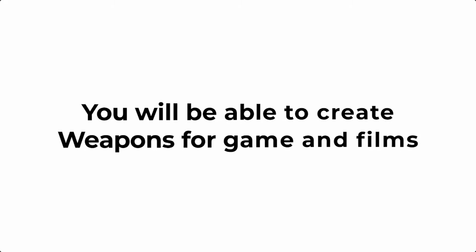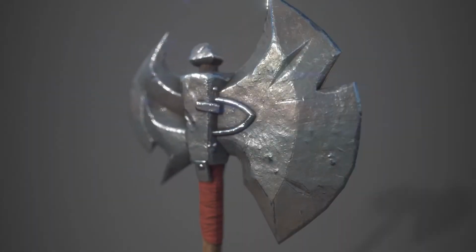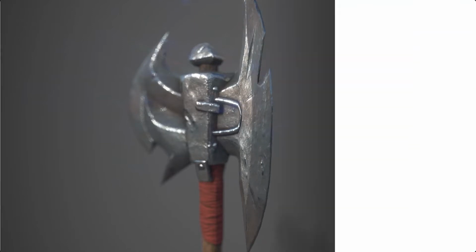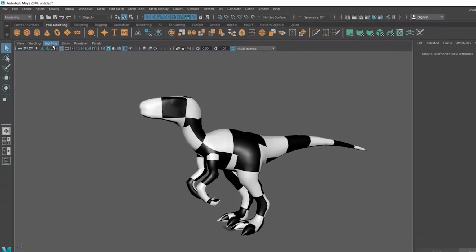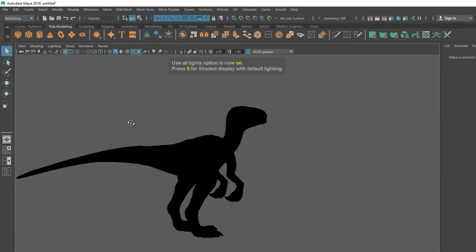By the end of this course, you will be able to create weapons for games and films. So let's see how the course is designed and what's there inside for you. There will be 8 modules. In the first module, I'll introduce you with the course.